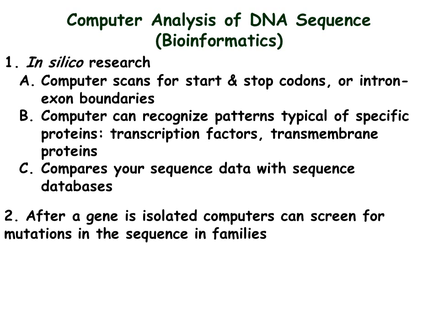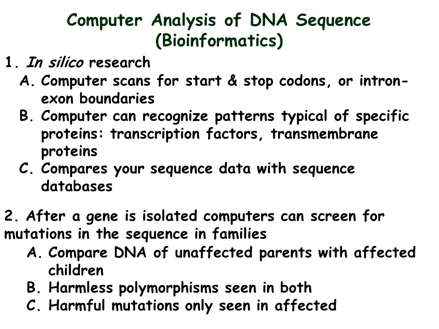So after a gene is isolated, computers can screen for mutations in sequence in other families because we've been generating all this database. And so now we can compare DNA of unaffected parents with affected children. We see a lot of harmless polymorphisms in both, but harmful mutations will only be seen in the affected. And so we can find these things so much faster than we used to in the past.